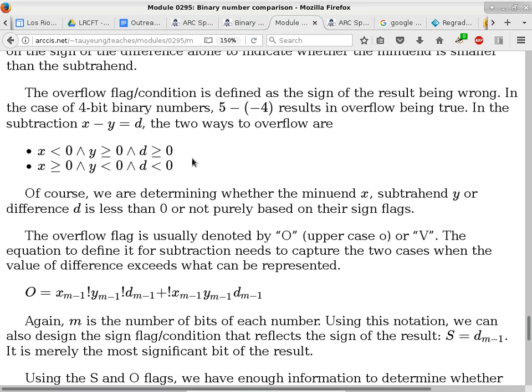Well, let's think about it. x is the minuend, y is the subtrahend, so we are trying to calculate x minus y. x is negative, y is non-negative. Somehow x minus y in a 4-bit calculation, or whatever fixed width you're dealing with, is non-negative. Does it make sense that the difference is non-negative when you start with a negative number and you're subtracting a non-negative value from it? Does not make sense. So this is one way the sign bit can lie.